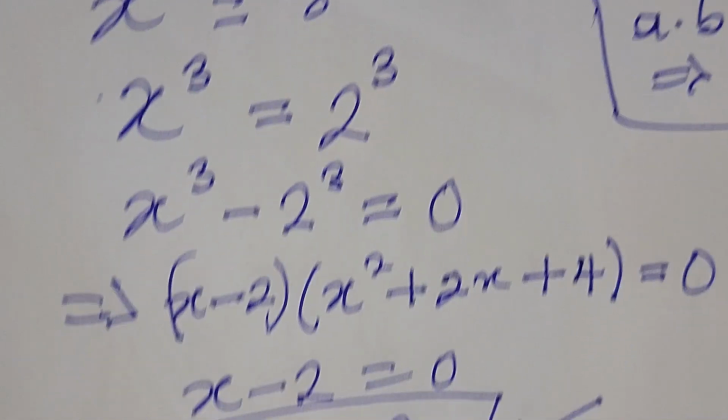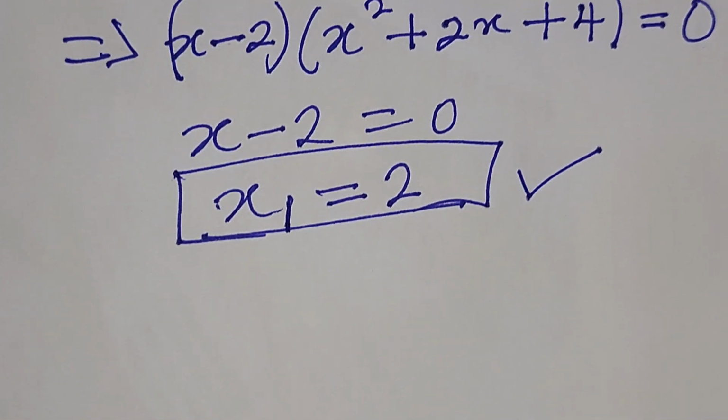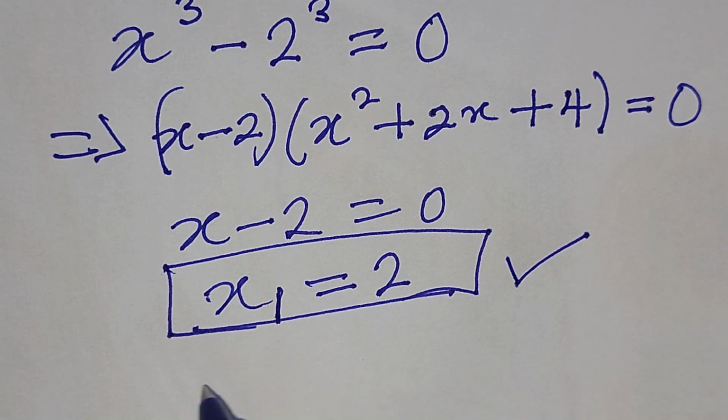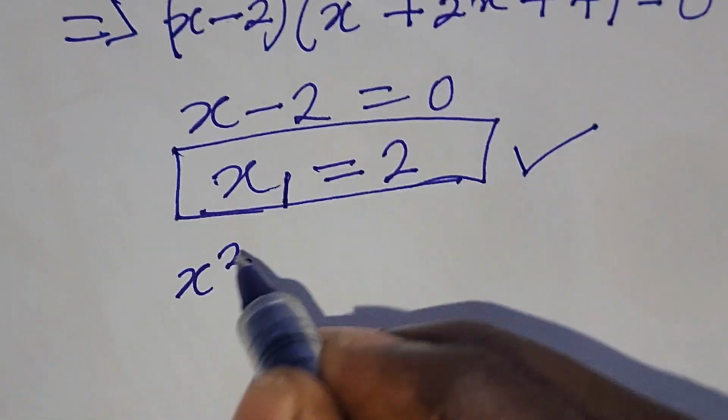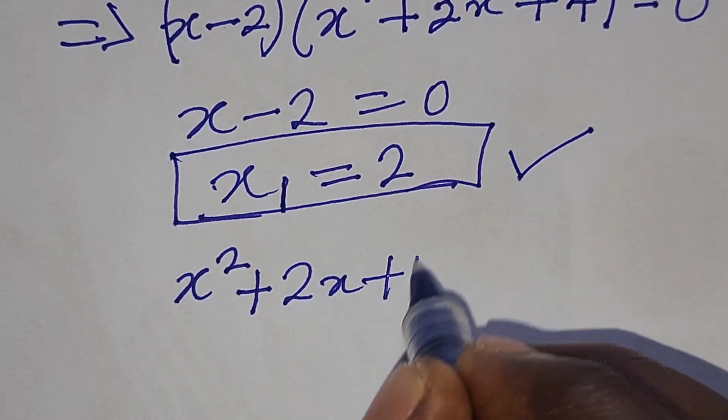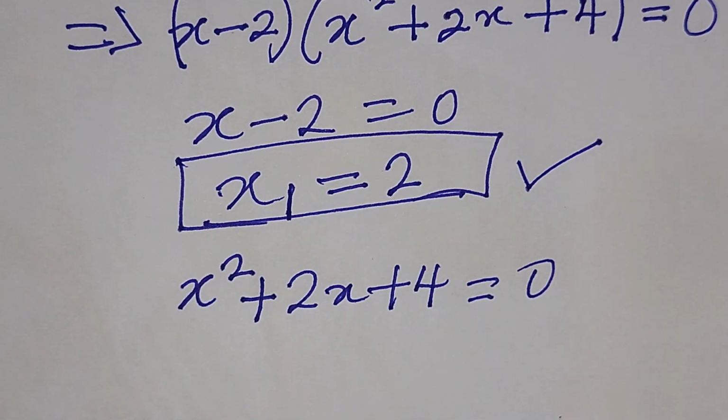But how do we solve for the other roots? Are they going to be imaginary roots or real roots? So we'll take case 2. So from our case 2, we have x to the power of 2 plus 2x plus 4 equal to 0.